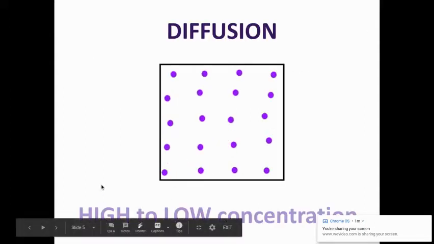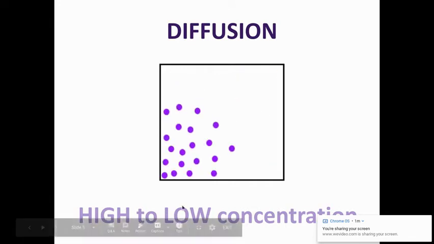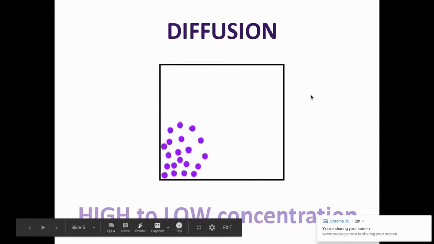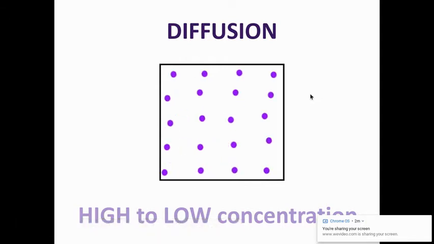Okay, so here's a visual. So you see all those molecules in the corner, very concentrated. They don't want to stay there. They want to move until they are fully spread out. And that's how diffusion works.